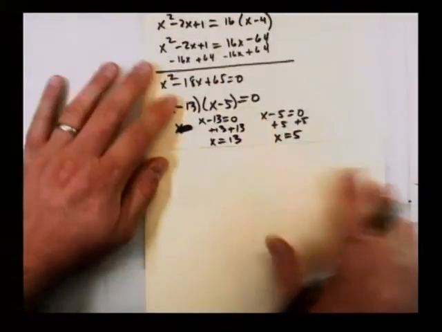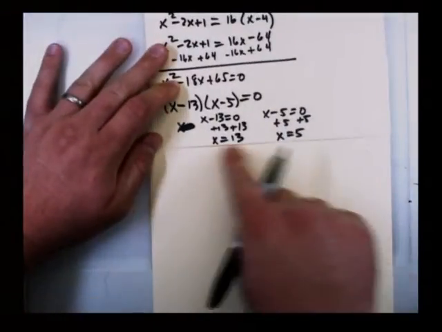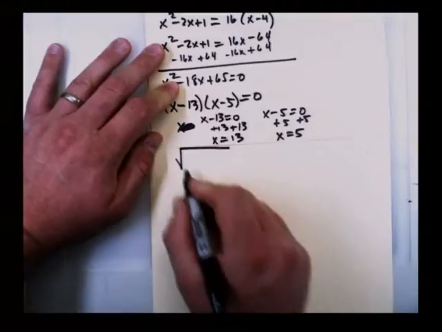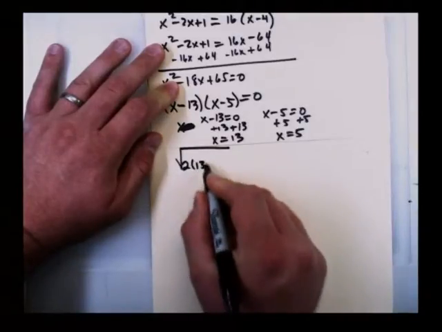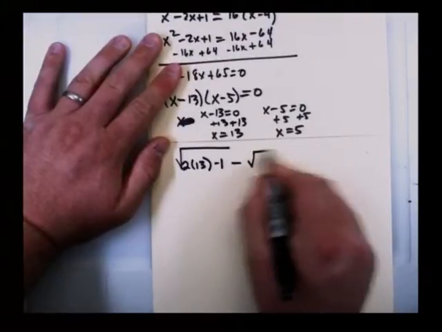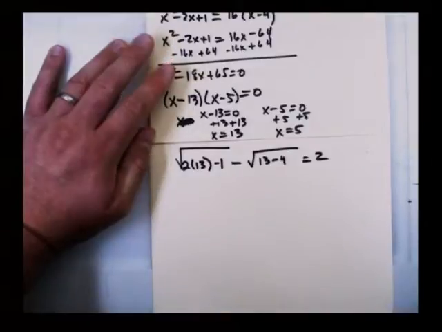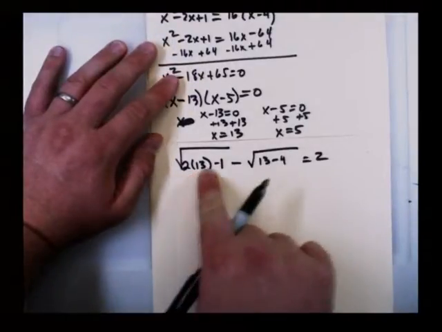Again, we've got these two potential solutions. We got to go back and see if they satisfy the original one. Might as well, let's do 13 first. Plug 13 in. That's square root of 2 times 13 minus 1, hopefully that ends up being something nice, minus square root of 13 minus 4, hopefully equal to 2. It's 26.